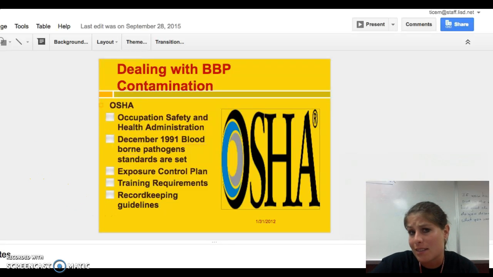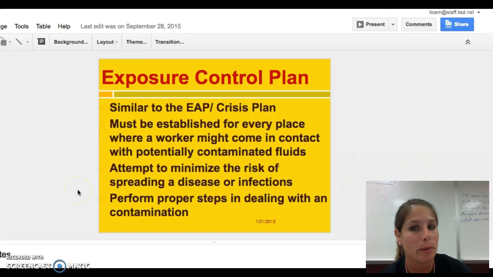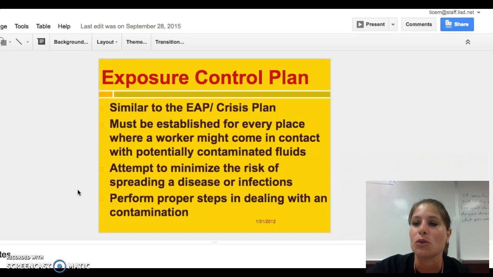All right, even something as simple as the flu virus. We don't want anything spreading. So this exposure control plan is going to be similar to a crisis plan or emergency action plan that we're going to talk about in our next chapter. It's just step by step, like I said, to try to minimize the risk of spreading a disease or an infection to somebody else. Okay.